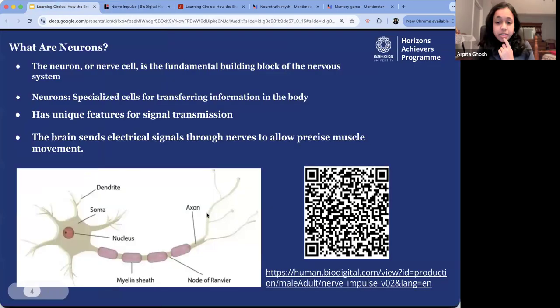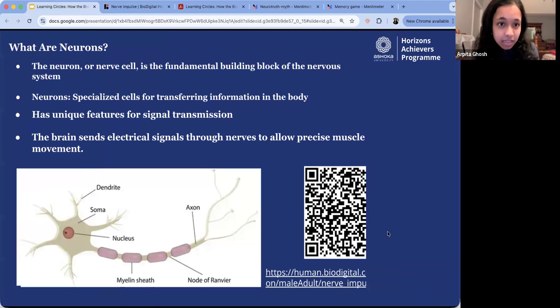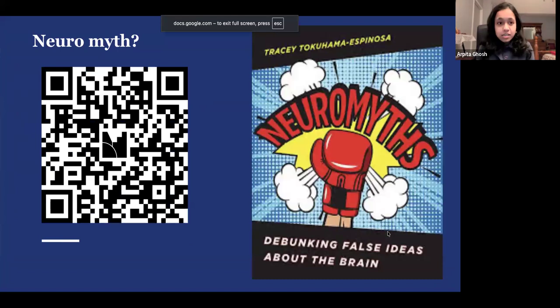Okay, so going back to our slide deck. The first activity we have planned is called the neuromyth or neurofact activity, for which I'll ask everyone to scan this QR code so that we can begin the activity. Once you have done that, let me know, and we'll get started.